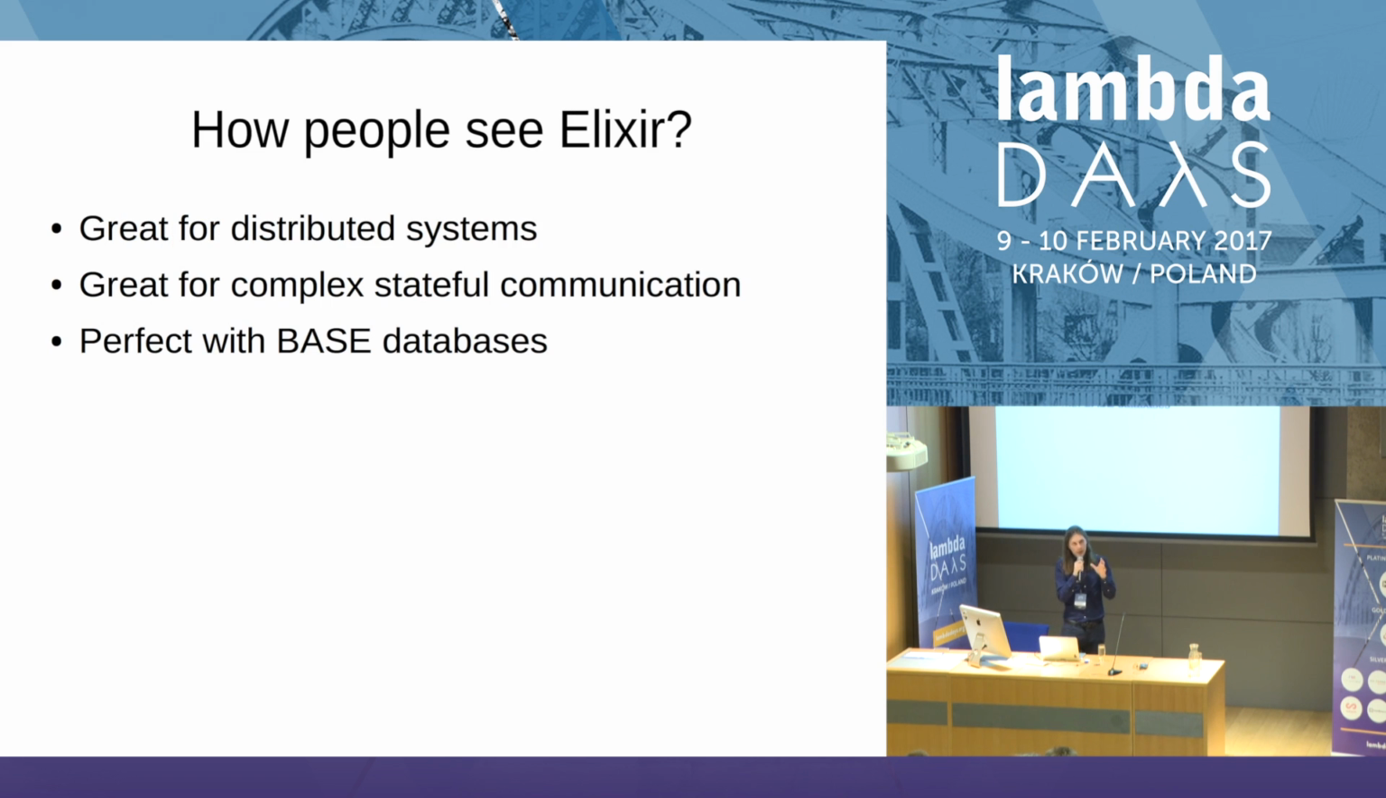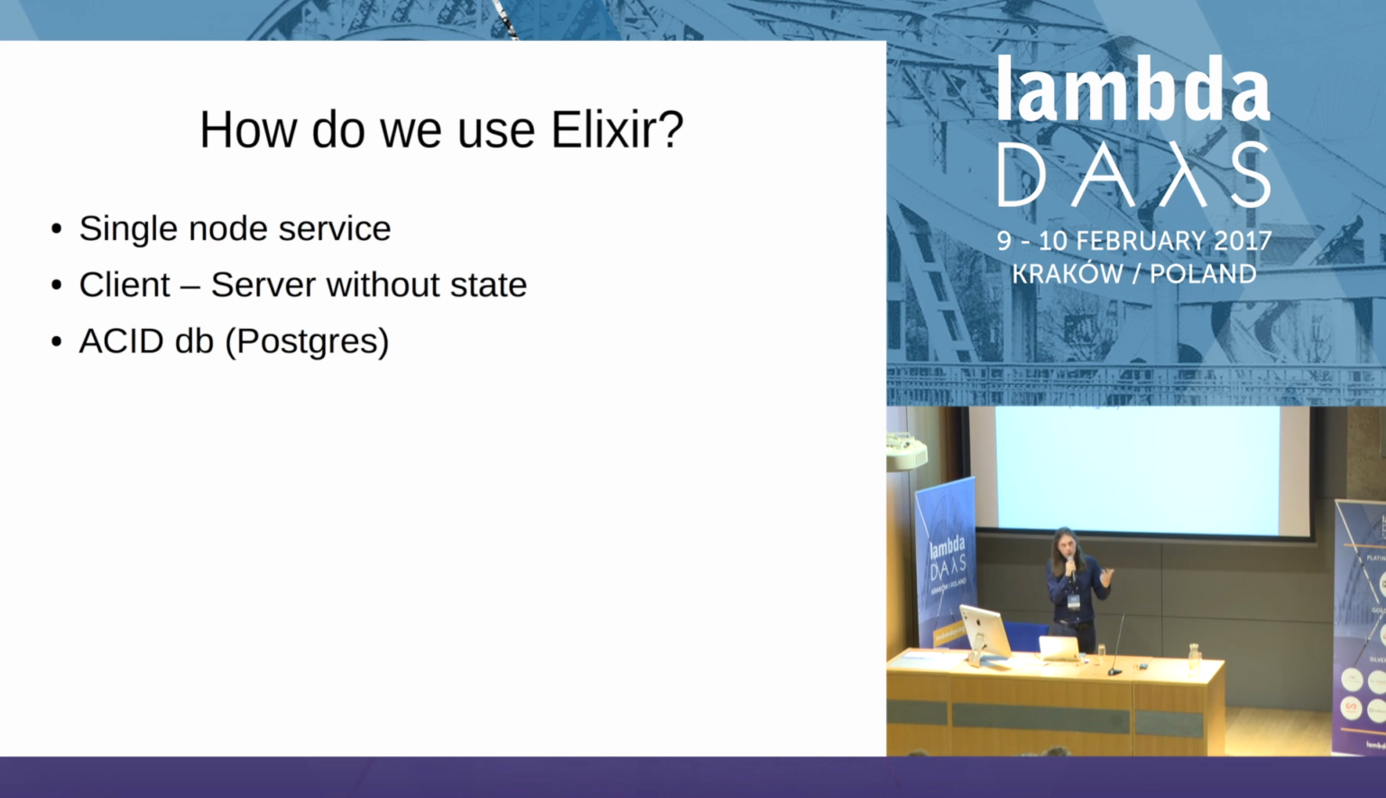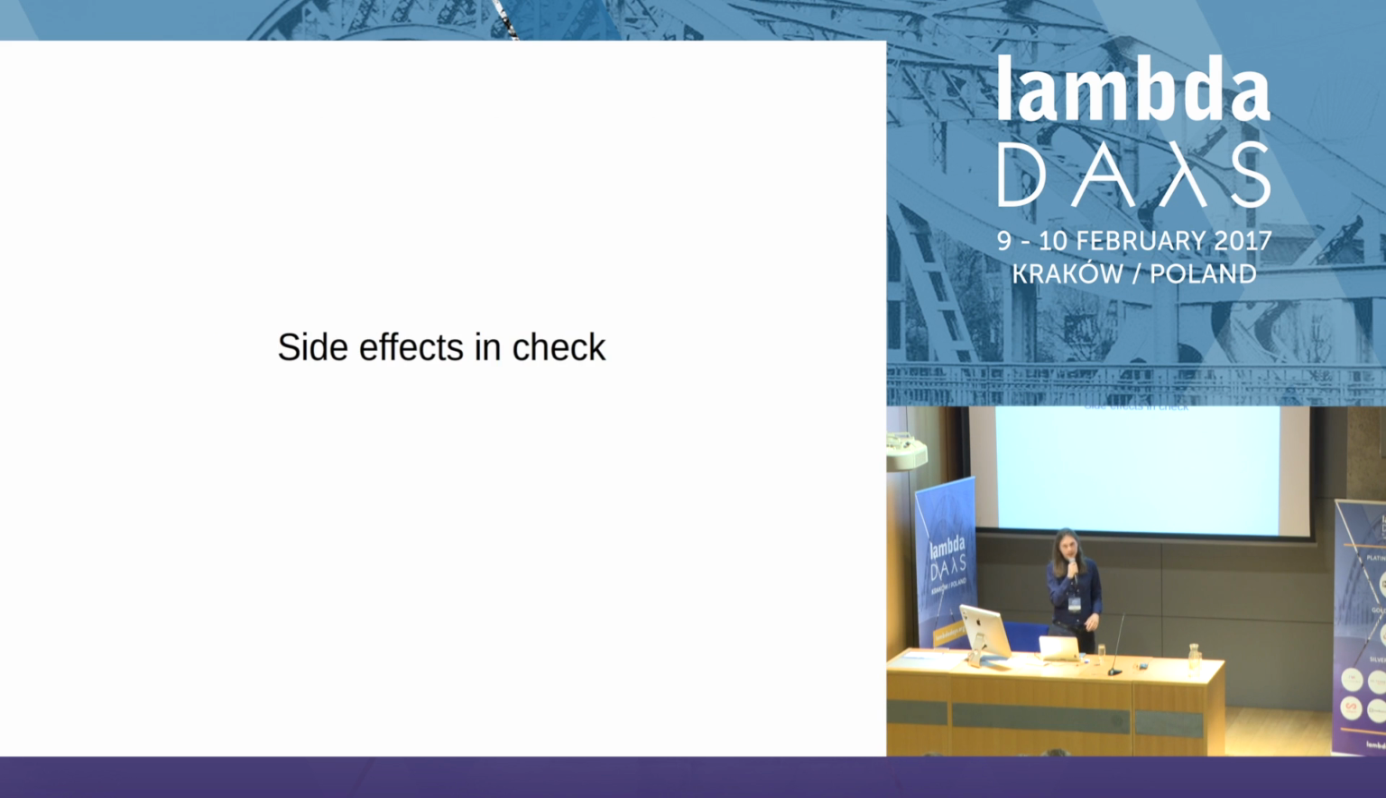Okay, so to sum up, how people see Elixir: it's great for distributed systems, it's great for complex stateful communication, and it's perfect for building databases. And how do we use Elixir at Club Collect? We have a single node service, we have a client server without state, and we use ACDB. So why the heck do we actually use Elixir? It is because it has many other nice properties that are probably less marketed.